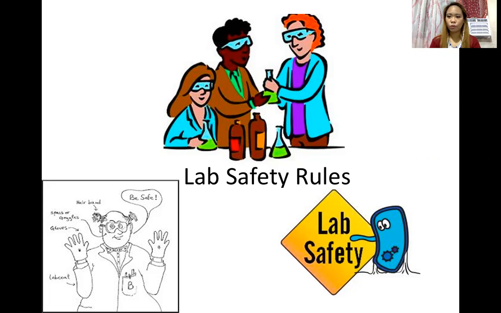Now, these safety rules are to keep you safe. Generally, they are there to prevent accidents from happening. You have to remember that these are precautionary measures, so these will prevent accidents from happening. Everyone inside the laboratory, or anyone doing laboratory experiments, must follow these rules. Okay, so let's start with the first laboratory safety rule.